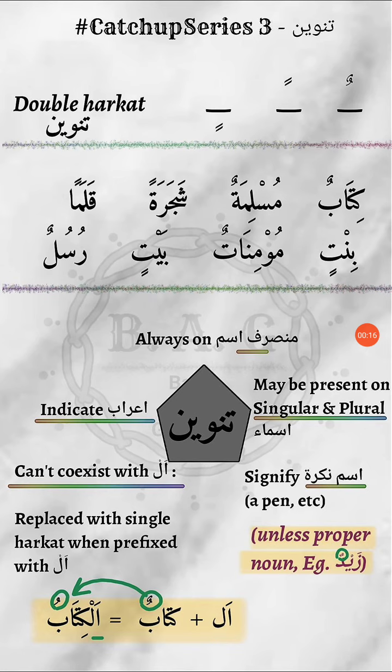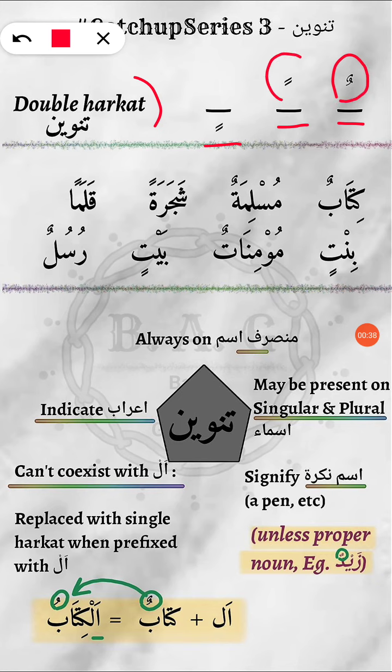Today inshallah we are going to study Tanween, which is the third part in this catch-up series. Okay, so what is a Tanween? Tanween is simply the double harakat. Alright, and we are all familiar with these sounds already. Okay, so there is double pesh or double dama, double fathas or double zabar, and double kasras or double zir. Alright, this is called double harakat, and it is called tanween.